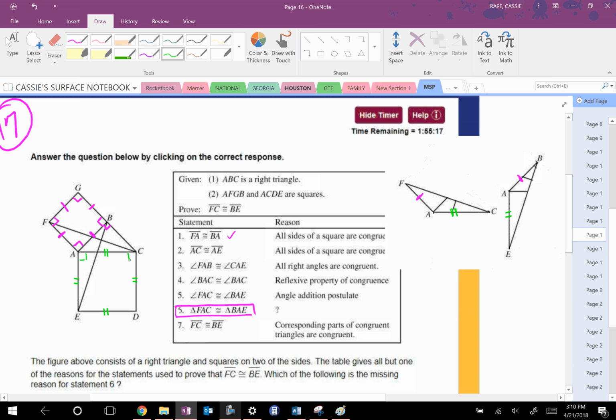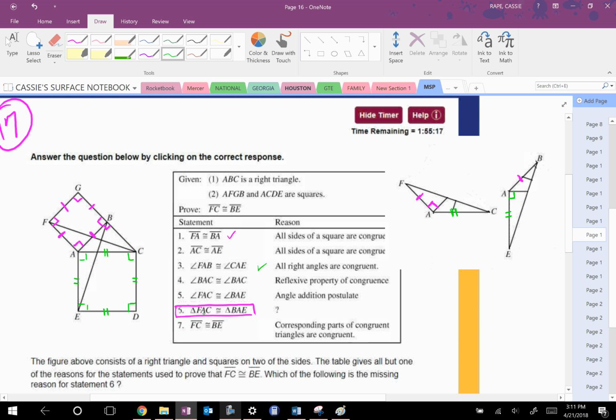The next line says triangle FAB is congruent to triangle CAE because all right angles are congruent. That's true. So let's take a look at this. The FAB, that's this angle right here. And the fact that it's congruent to CAE, even though the C is not here, the angle CAE is shown right there. So you've got a 2 mark, two 90-degree angles, and a 1 mark. That's because all right angles are congruent.